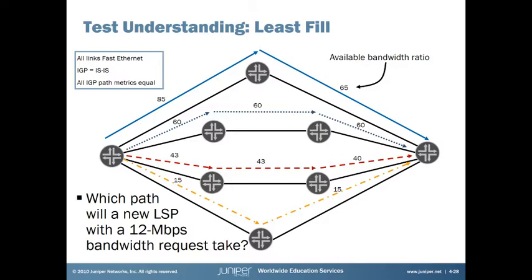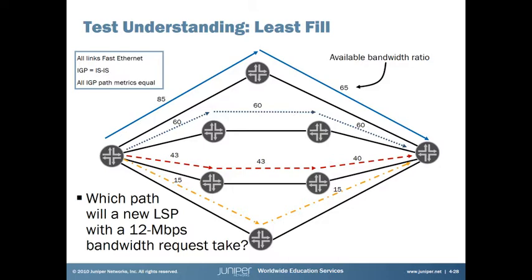But we've got two paths with the same number of hops. So the question is, if we're using least filled, which path will a new LSP with a 12 meg bandwidth request take? First of all, the paths are Fast Ethernet, so they're all 100 meg paths. This one has got 65 meg available, it's the top path. Our bottom path has got 15 meg available.